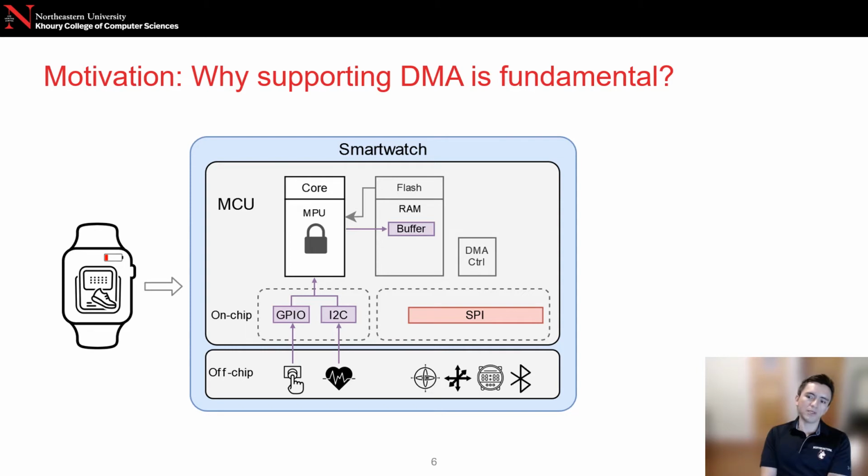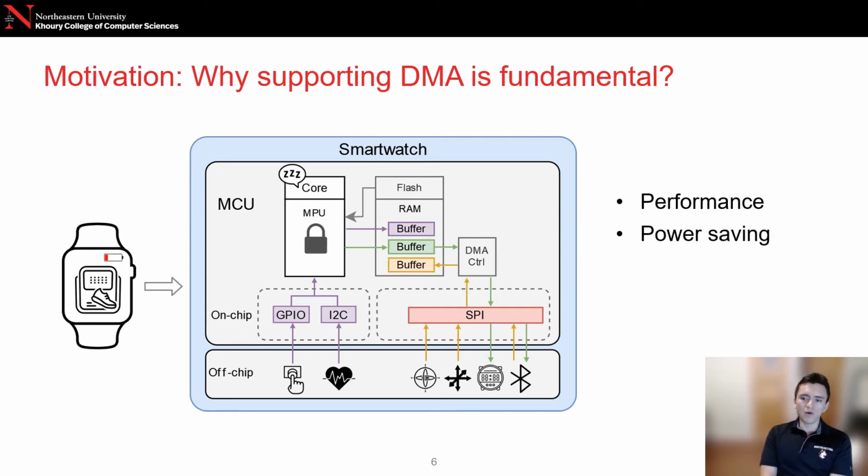The second type of data flows use DMA-enabled communication channels, which, for example, are used to write data streams with high throughput and high performance. Also, DMA-enabled channels are used to read data from peripherals while the core processor is in the power-saving mode, which is quite important for battery-powered devices like this smartwatch.